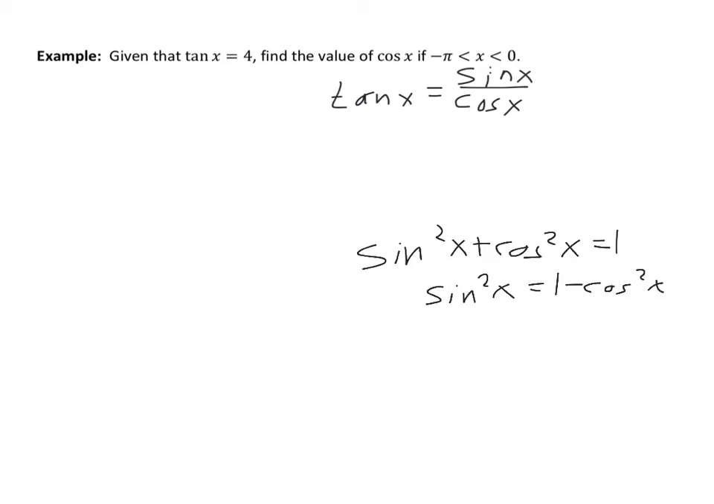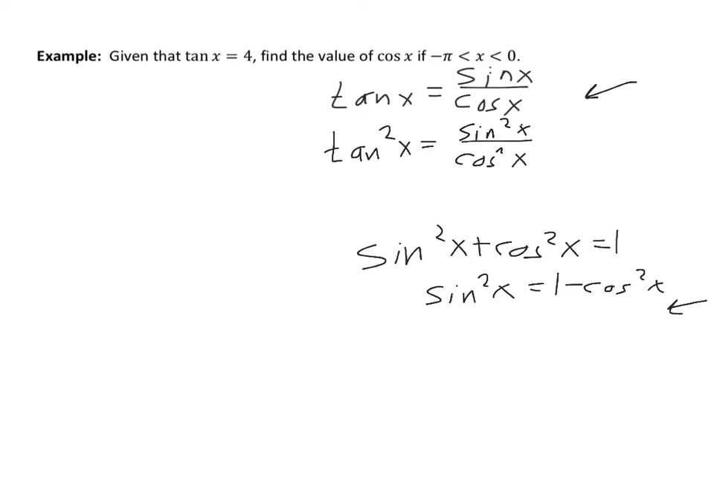I could square root both sides, but square roots are kind of ugly. So I kind of want to go back up here and think, maybe instead of square rooting this, maybe we just come up here and square both sides of this. If I did that, I would have tangent squared x equals sine squared x over cosine squared x.